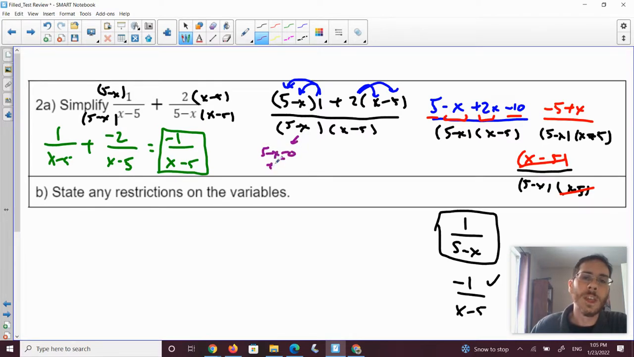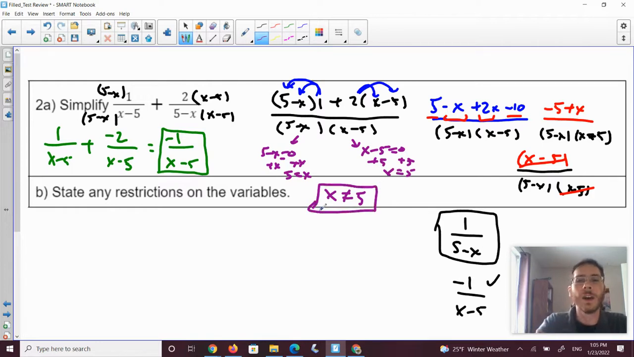So here I'd have to add x to both sides to get 5 equals x. So x is not allowed to be 5. X minus 5 equals 0. We add 5 to both sides, and we get 5 again. So the only rule here is that x is not allowed to be 5. And again, that's because that would make the denominator 0, and you can't divide by 0. So that's why we have to do that.